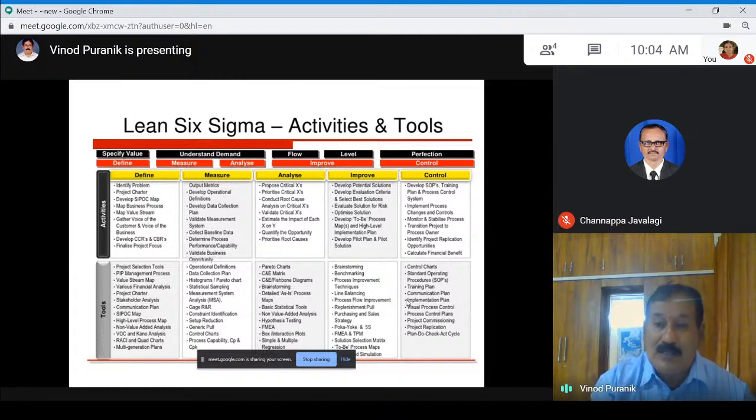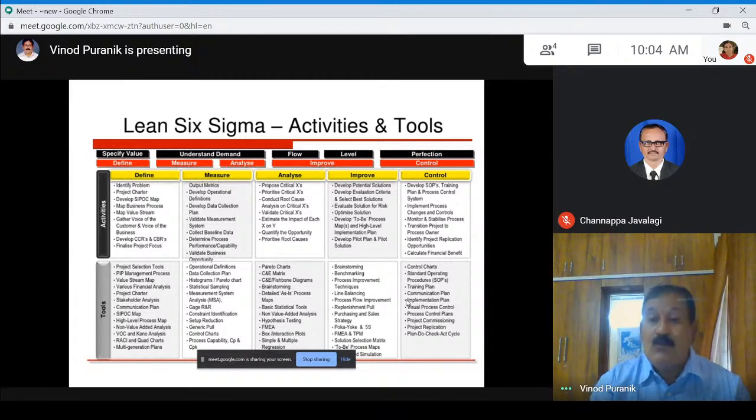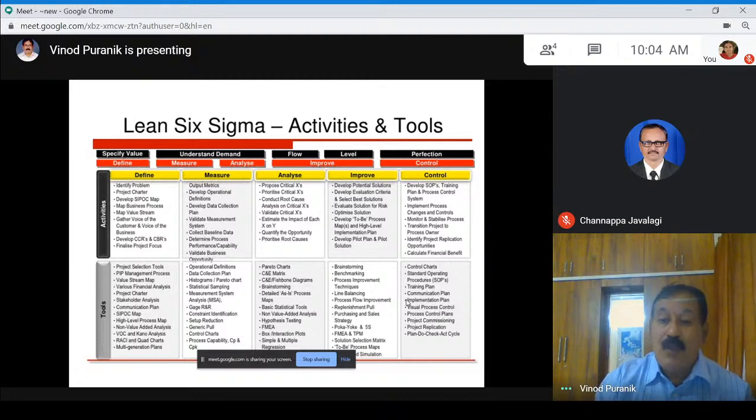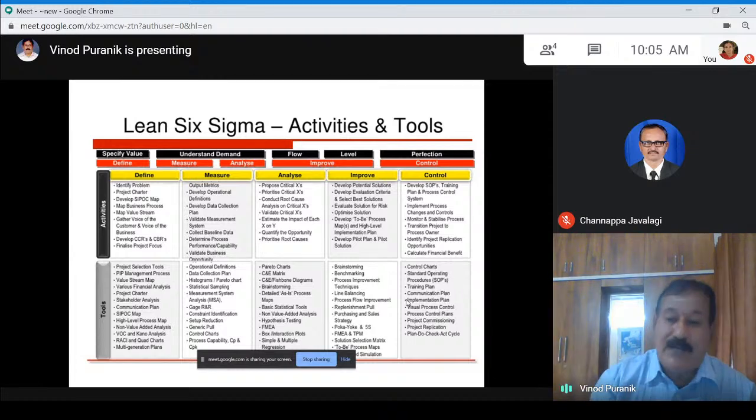Then finally you are controlling it. That's very, very important. Implementing the process is very important, and how you are going to monitor it. This is the control, where after the implementation and the improvements, you come to know how you are going to control it. That is again very, very important. You have to monitor and stabilize the process, and any opportunities that are there, you have to look after. You have to calculate the financial benefit. Those are the activities.